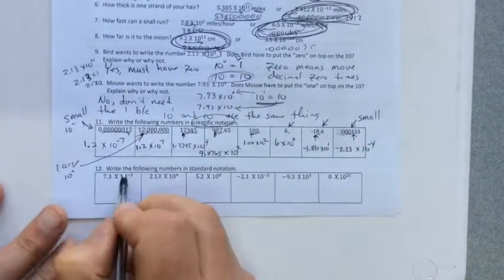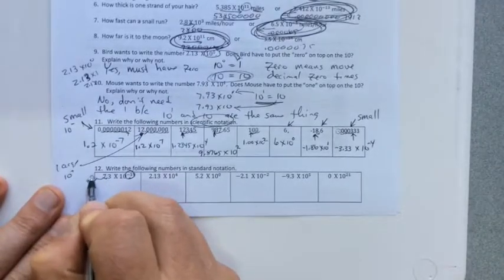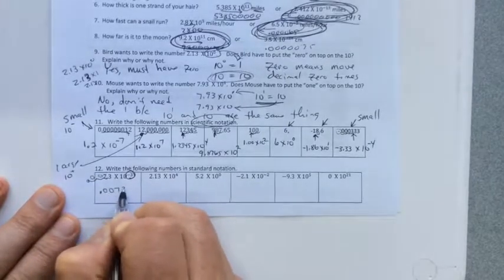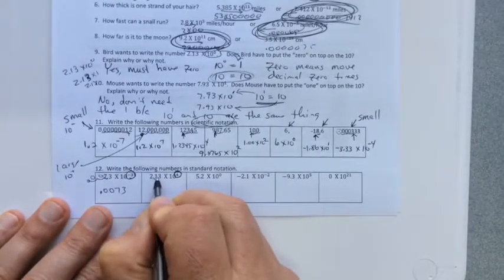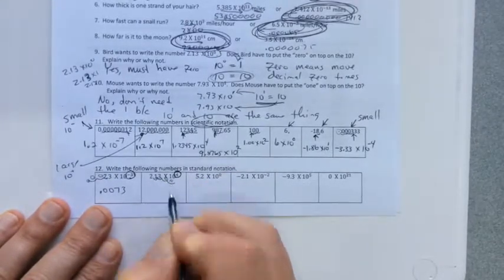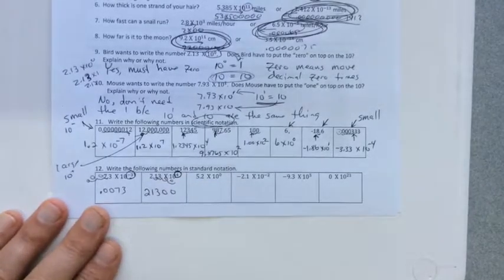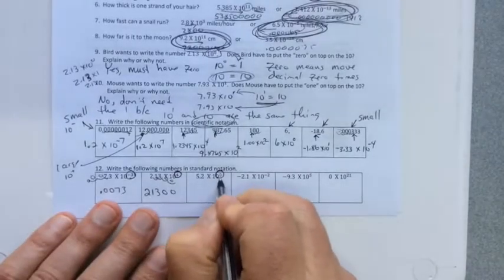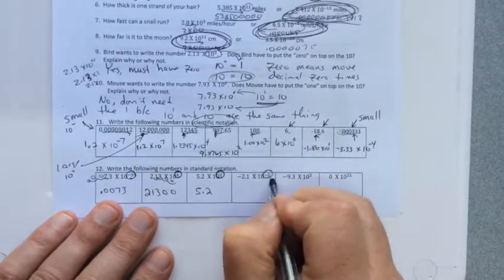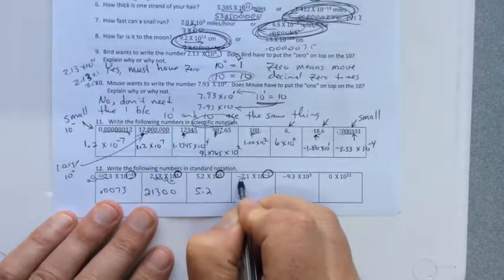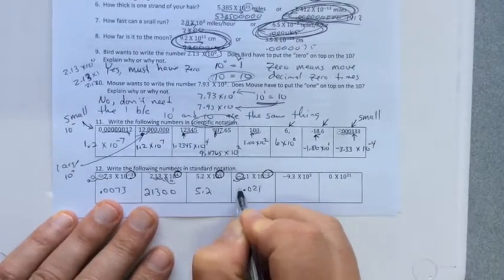Okay, and now going the other way, this just means make it smaller by 3 moves. 1, 2, 3. So there's room for 2 zeros in front of that, so 0.0073. This means make it bigger by 4 moves. 1, 2, 3, 4 leaves extra 2 spaces for 2 zeros, so 21,300. This means don't move it at all, so it just stays at 5.2. Make it smaller 2 times, all right? 1 puts it in front, 2 leaves a spot for an extra 0, so 0.021, but it had a negative on it.